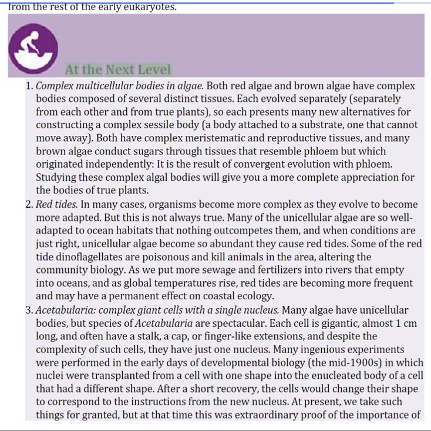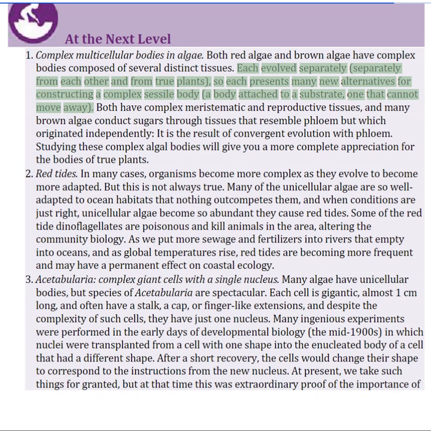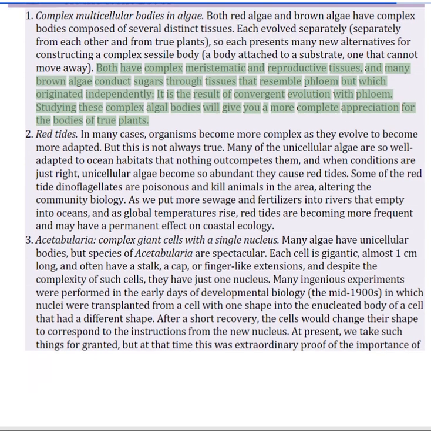At the next level. 1. Complex multicellular bodies in algae. Both red algae and brown algae have complex bodies composed of several distinct tissues. Each evolved separately, so each presents many new alternatives for constructing a complex sessile body. Both have complex meristematic and reproductive tissues, and many brown algae conduct sugars through tissues that resemble phloem but which originated independently. It is the result of convergent evolution with phloem. Studying these complex algal bodies will give you a more complete appreciation for the bodies of true plants.